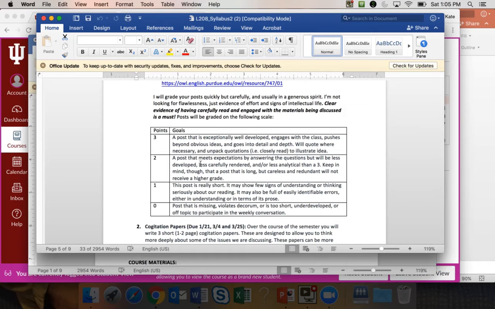1 point is for posts that are really short. Such posts may show few signs of understanding or thinking very seriously about our readings. It may also be full of really easily identifiable errors in either understanding or just in terms of its writing. While it's okay to write your posts in a conversational, informal way, you want to make sure that your posts are still grammatically correct and clear and easily readable in terms of its prose, in terms of its writing.